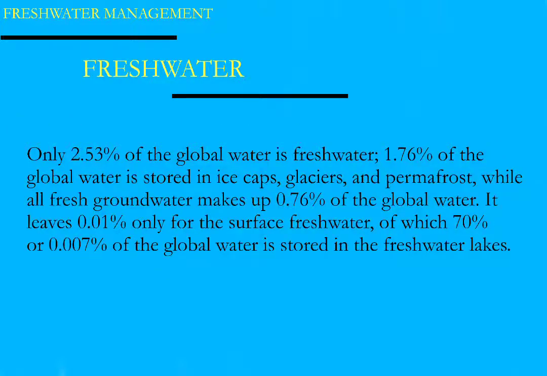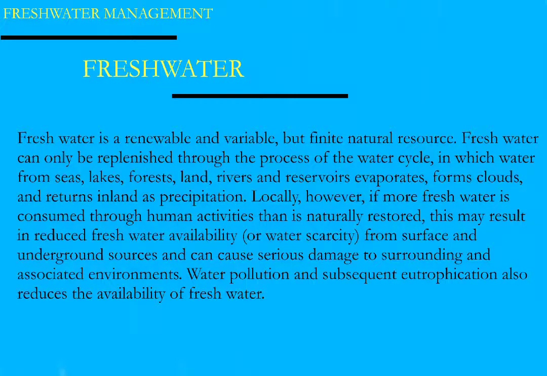Only 2.53% of the global water is fresh water. 1.76% of it is stored in ice caps, glaciers, and permafrost, while all fresh groundwater makes up 0.76% of the global water. It leaves 0.01% only for the surface fresh water, of which 70% or 0.007% of the global water is stored in the freshwater lakes. Fresh water is a renewable and variable but finite natural resource.